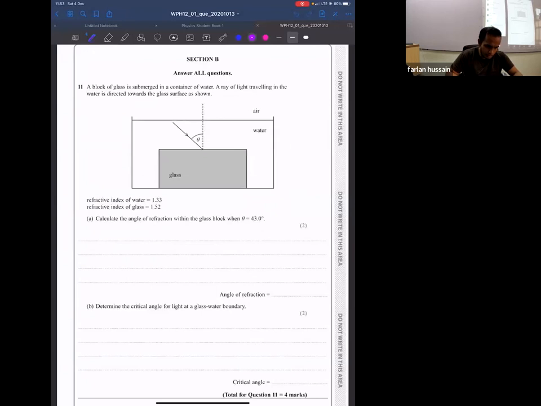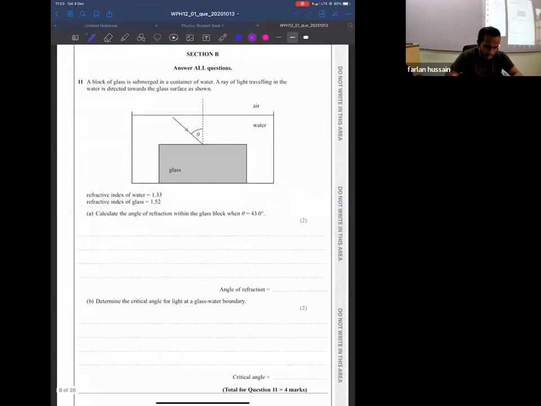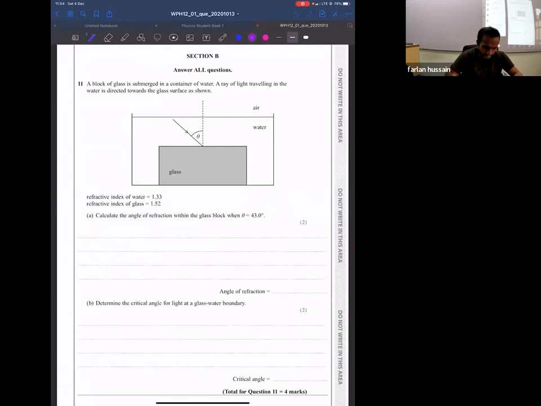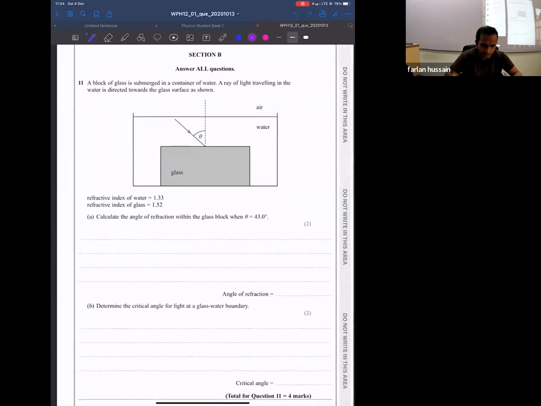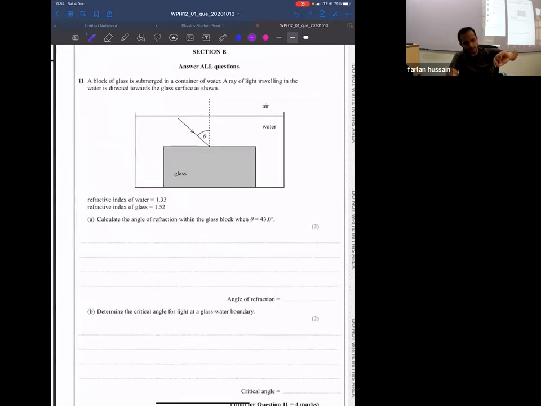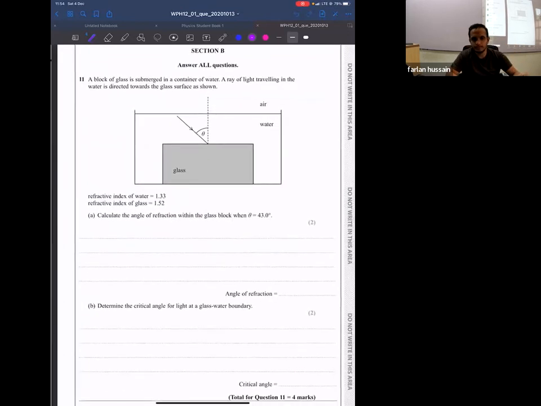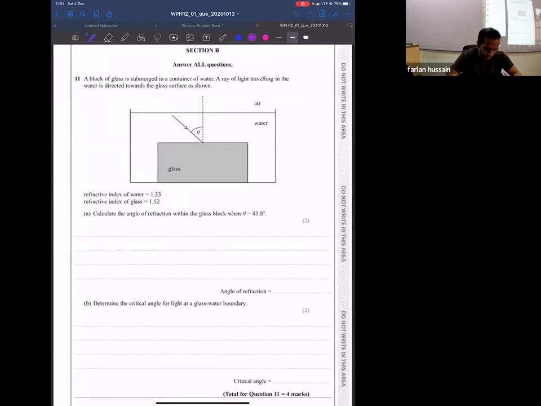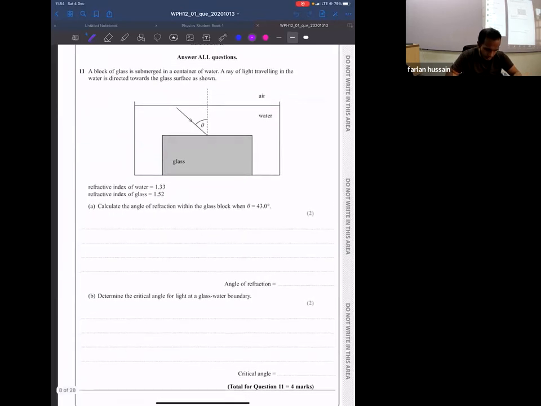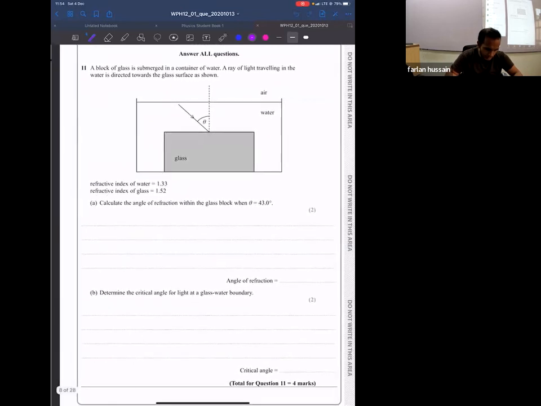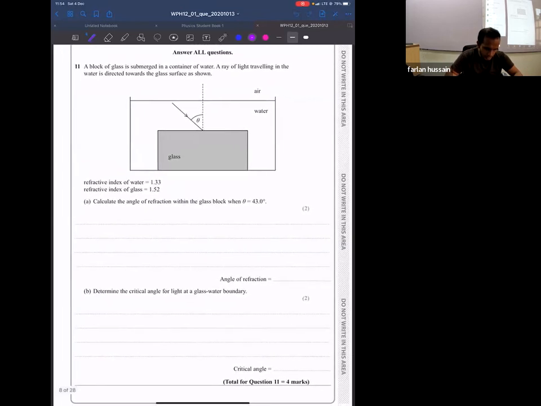A block of glass is submerged in a container of water. A ray of light traveling in the water is directed towards the glass surface as shown. So there is a glass inside water. Refractive index of water is given 1.33. Refractive index of glass is given 1.52. Calculate the angle of refraction within the glass block when theta is 43 degrees.